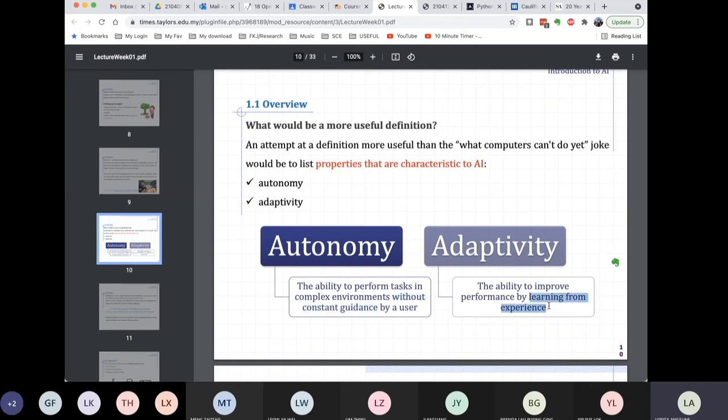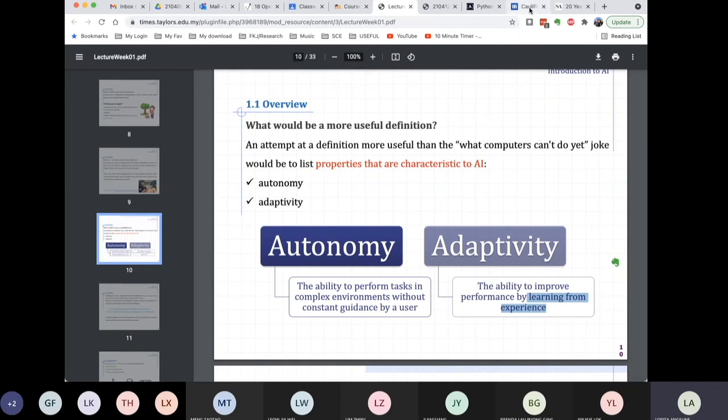If you're going to define whether an object or device is AI or not, first you need to think from the perspective of whether that device needs constant guidance. So you can ask yourself whether it needs constant guidance, and whether it learns from experience. Because these are the things that define us. We can perform work on our own, so that's autonomy. And as humans, we can also learn from experience. These are the things we're going to use to define AI.